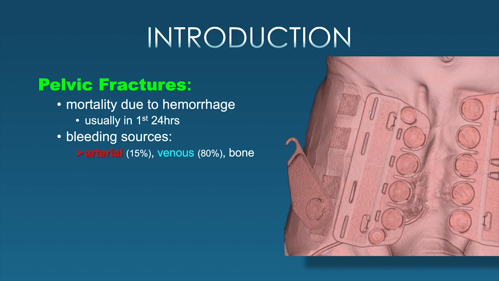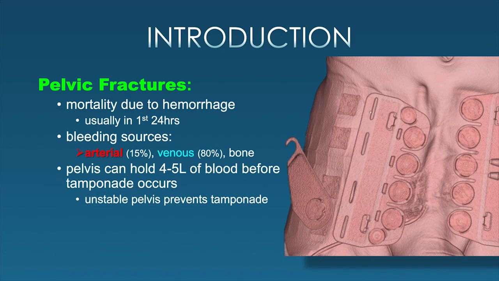So mortality is most commonly related to hemorrhage. That typically happens within the first 24 hours. Bleeding sources can be arterial in about 15%, the majority being venous and a small percent being osseous bleeding. The pelvis can hold 4 to 5 liters of blood before tamponade occurs spontaneously, and the unstable pelvis is unable to prevent tamponade because you can keep expanding the size of the pelvis. This is why we put patients in this kind of a pelvic binder that we see over here.